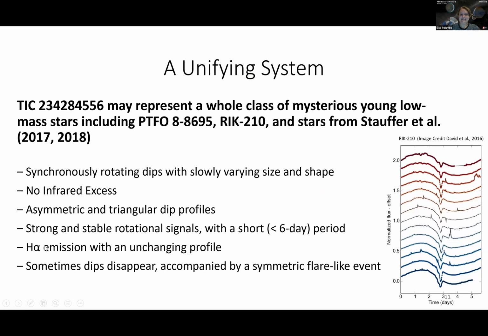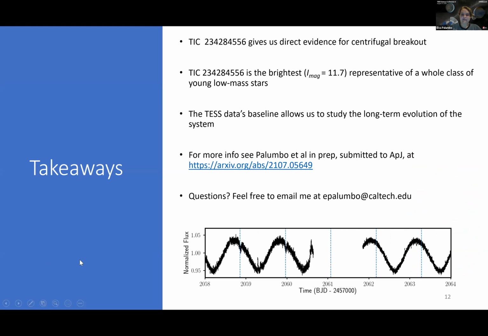So that said, TIC 234 is really interesting also because it seems to tie together a whole class of young low mass star systems with unusual variability. All of these seem tied together by a number of characteristics, some of which I've listed here. But TIC 234 really stands out, and that's both because of the direct evidence it gives us for centrifugal breakout, but also because it's the brightest of the bunch, which makes it a really great choice for follow-up photometry. And also because TESS's long baseline has allowed us to study the long-term evolution of the system.